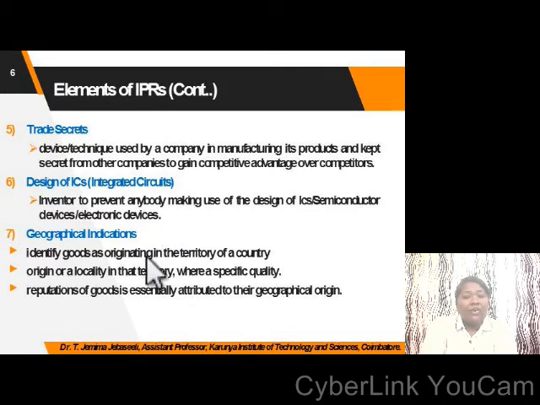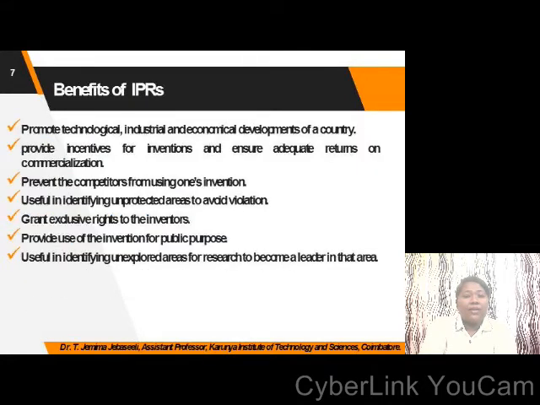And geographical indications: every territory has its own quality of goods or service, and we want to get some reputation for these goods through IPR, which is possible. So all these are the elements of IPR, through which they can get the benefits.